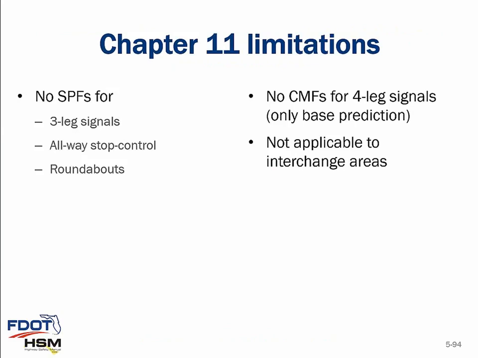So, in summary, I'd like to just highlight a few things about Chapter 11 and some of the limitations that we have. While there are limitations today, they won't be limitations for all that much longer. There are no SPFs for three-legged signals, the all-way stop controller, and roundabouts. However, most of this is under development with the HSM-2, the second edition of the Highway Safety Manual, scheduled for publication in a few years, 2019. And there are no CMFs for four-legged signalized intersections, only the base prediction. However, this is being taken care of too in the second edition. So a lot of the limitations you see here are being addressed in upcoming editions of the Highway Safety Manual.